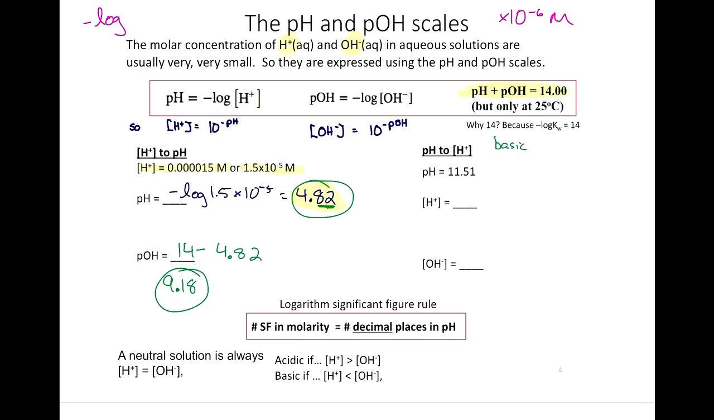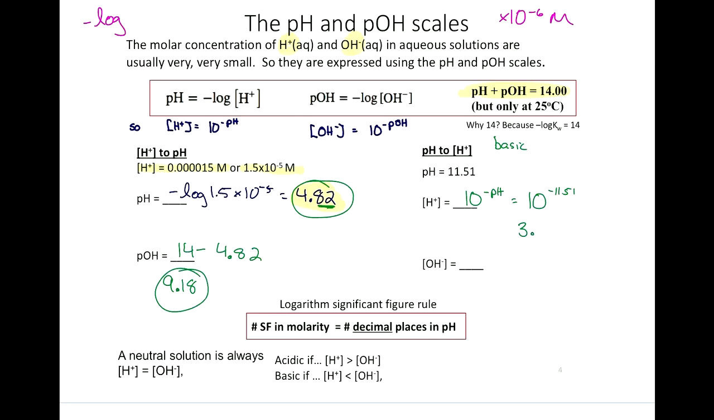All right, so to undo a pH value, we have to undo a logarithm, and these logarithms are base 10. So our H+ concentration is simply 10 to the negative pH value that's given. So this concentration will be 10 to the negative 11.51. That's how we undo a logarithm. If you stick that into your calculator, you get a really small number.